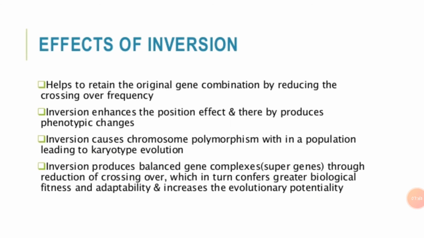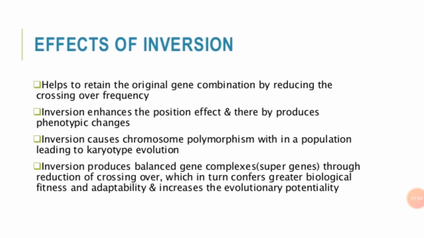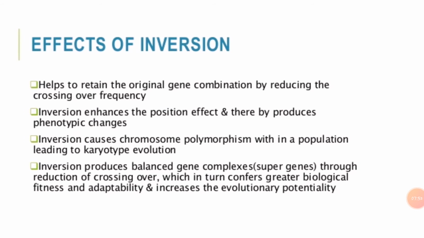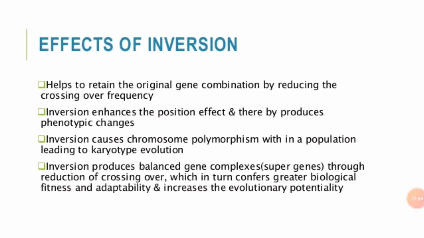Inversion produces balanced gene complexes through reduction of crossing over, which in turn confers great biological fitness and adaptability and increases the evolutionary potentiality. Now, the genetic effects of inversion, that is sterility.